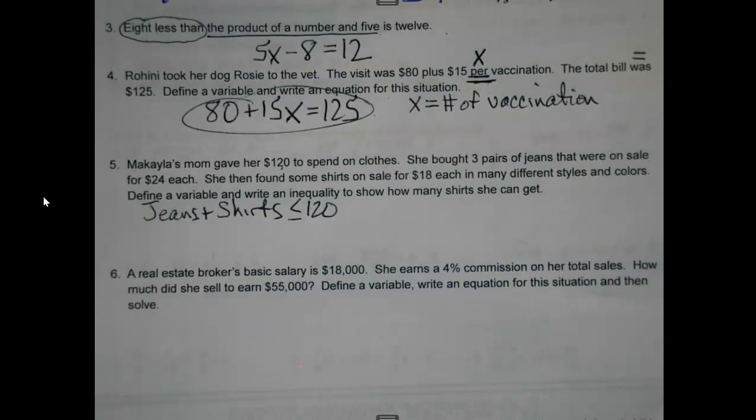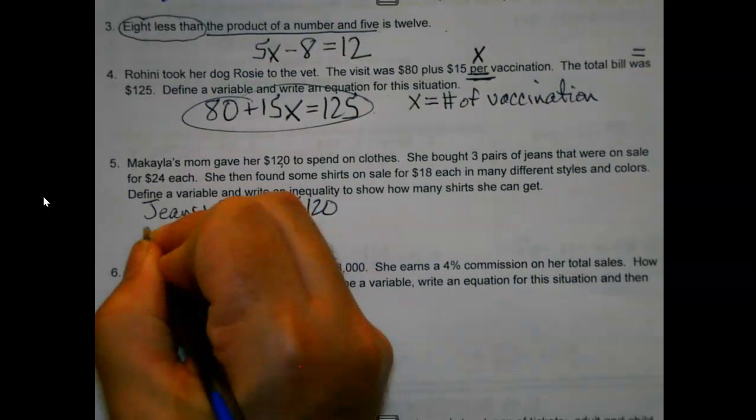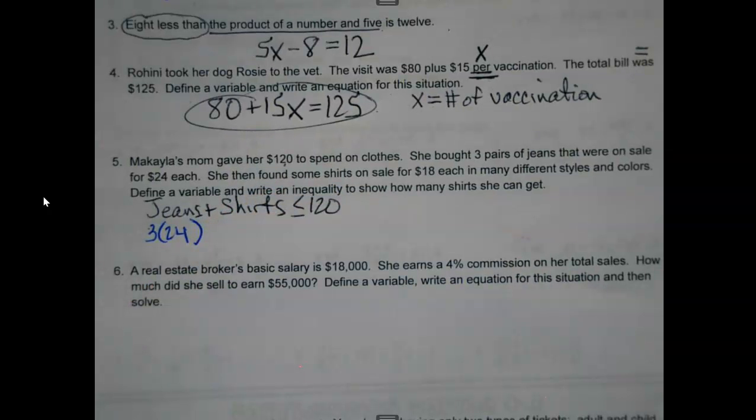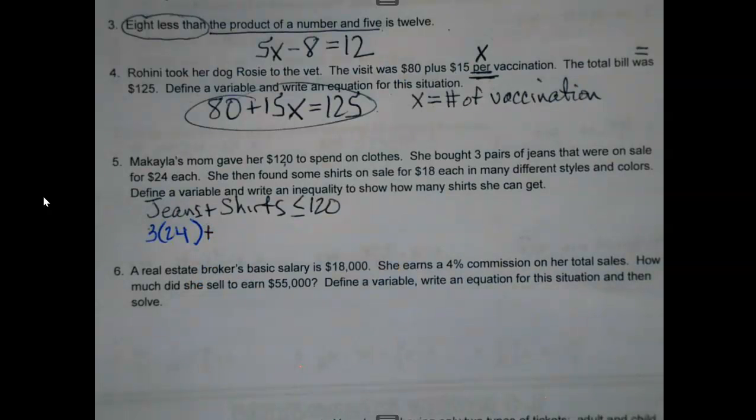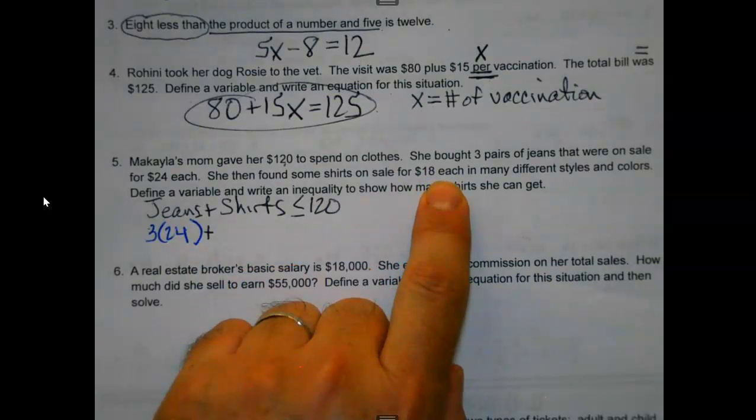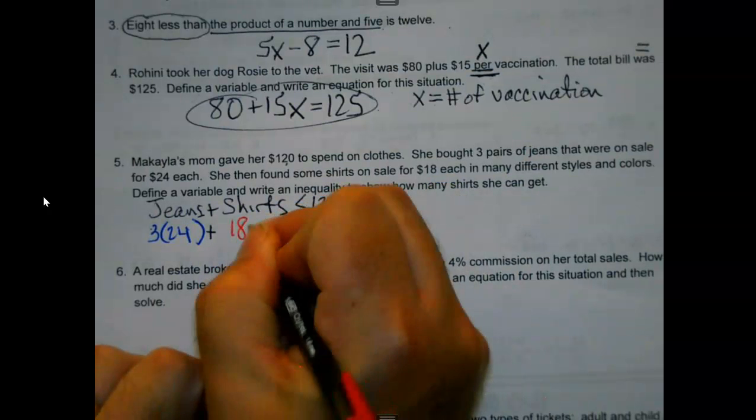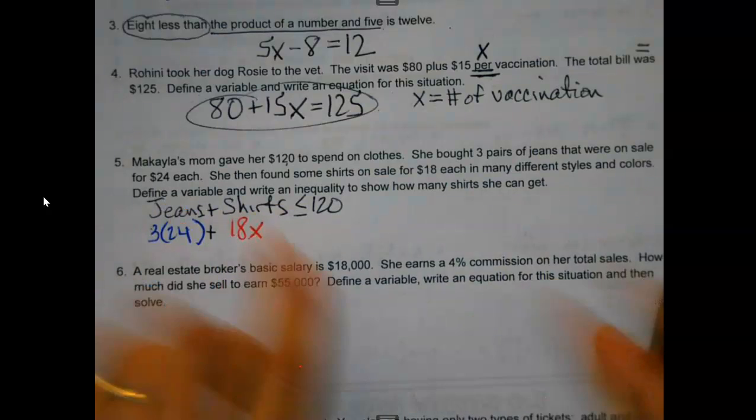So now that I get that, now I'm going to go back in and put numbers to things. So I'm like, all right, she bought 3 pairs of jeans that were $24 each. All right. So she bought 3. I mean, yes, could I just put 72? I could, but again, I'm trying to kind of work my way through here. Then she found some shirts that were $18 each, but I don't know how many. There's my variable. Define the variable.